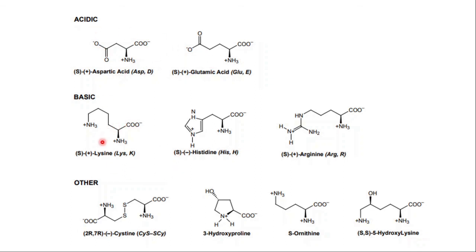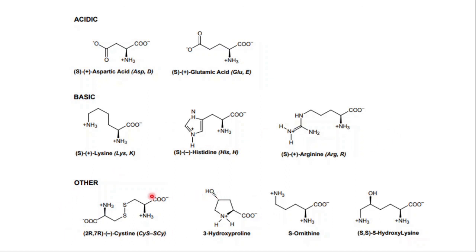Then basic: lysine, histidine and arginine. So basic amino acids have one extra NH2 group. So one COOH and NH2 here and one other NH2 here. It's protonated because it abstracts a proton because of the basic character. So you can see one extra amine group everywhere. Because of that it falls under the basic category.